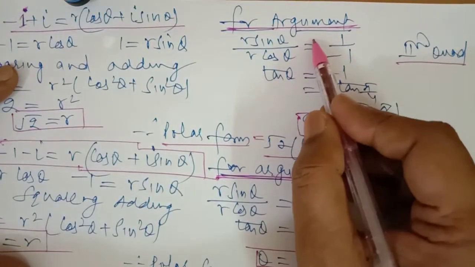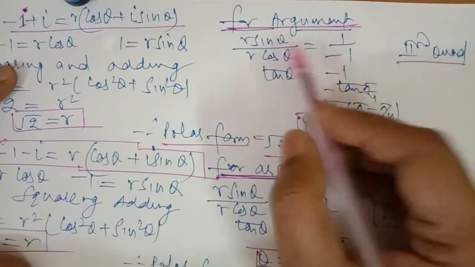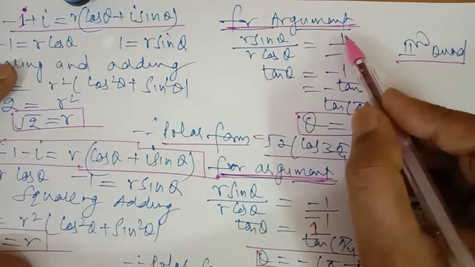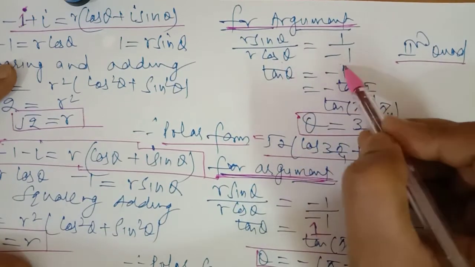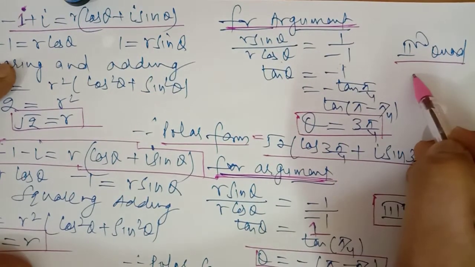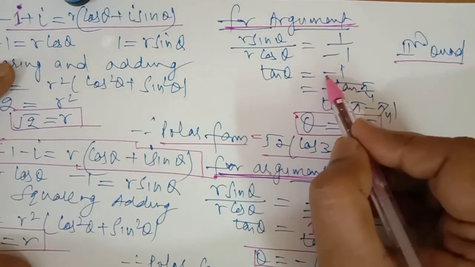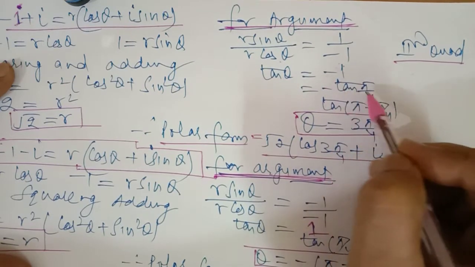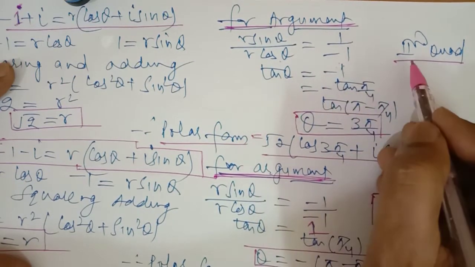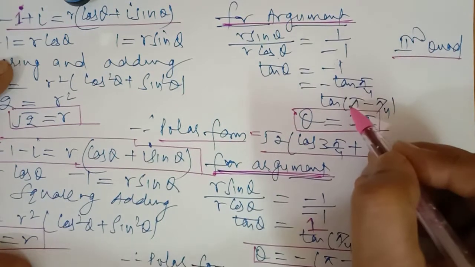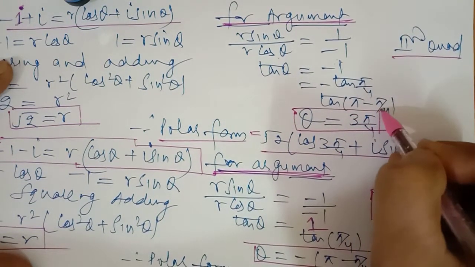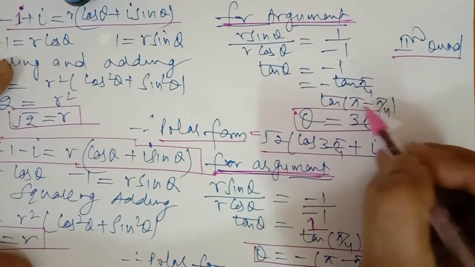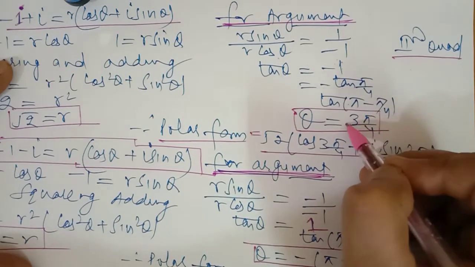For the principal argument, you divide both the equations: r sin theta upon r cos theta is equal to 1 upon minus 1, because sin theta is positive and cos theta is negative. So it will lie in the second quadrant. So we are getting minus 1 for tan theta, which is tan pi by 4, because you have to convert into the second quadrant. We have already discussed that you have to write 180 minus theta. So the principal solution will be 3 pi by 4. Principal solution of this complex number.